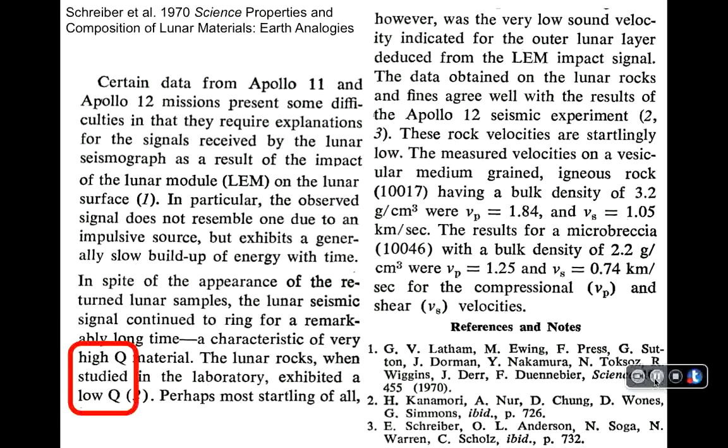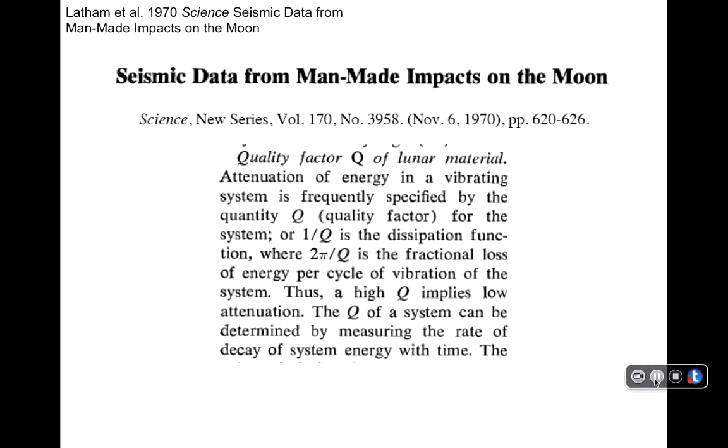Reference number 1 is to a paper by Latham et al. in Science earlier in 1970 in January. As we'll see, that's the lunar issue. There were several more papers in Science that year. And in fact, we're going to turn to another Science paper by Latham et al., published a couple of issues after this paper, to explain what Q is. So, in case you want to track it down, this is from November 1970, Seismic Data from Man-Made Impacts on the Moon by Latham et al.